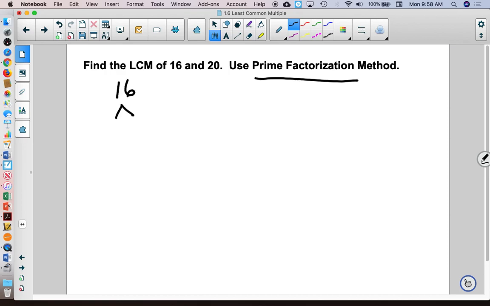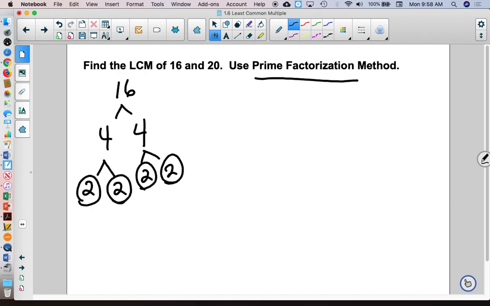4 and 4. Are those two numbers prime? No. Okay, they are not. So what do I do next then, Kinsey? 2 and 2. 2 and 2, prime. Okay? So the prime factorization for the number 16 is 2 times 2 times 2 times 2, or we can say 2 to the 4th. Everybody agrees with that?